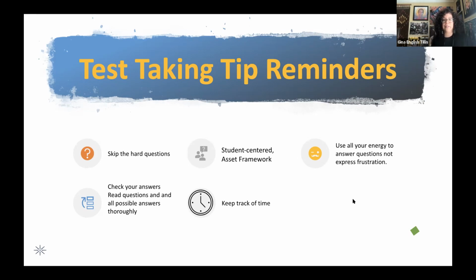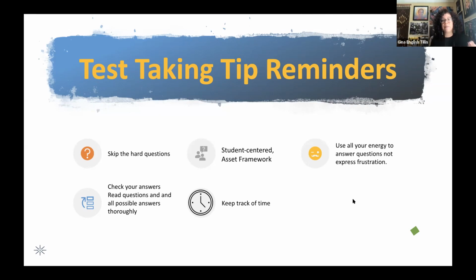Check your answers and read the questions and all the possible answers thoroughly. Sometimes part of an answer is correct, and you may be tempted to go ahead and say that's the answer, but maybe the second part of it isn't correct. So make sure you're reading your answers very thoroughly. Keep track of time.